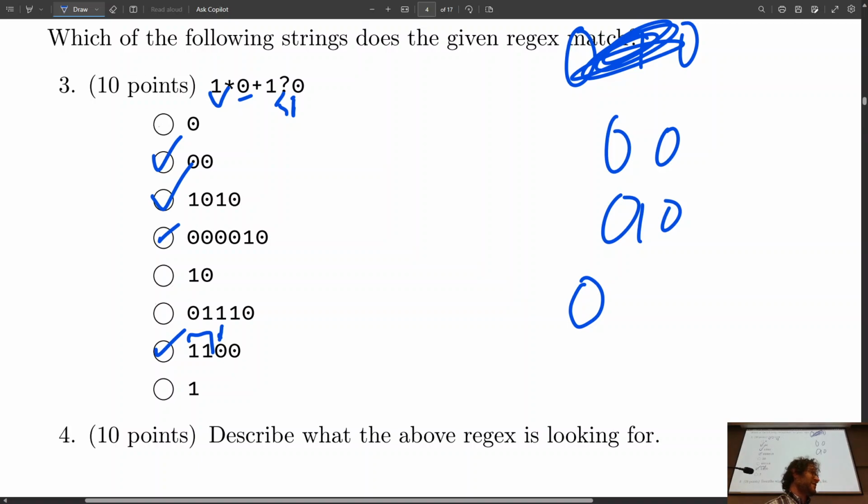It's a regular expression that matches 0 to an unlimited number of 1s, followed by at least 1 0, followed by an optional 1, followed by a 0.